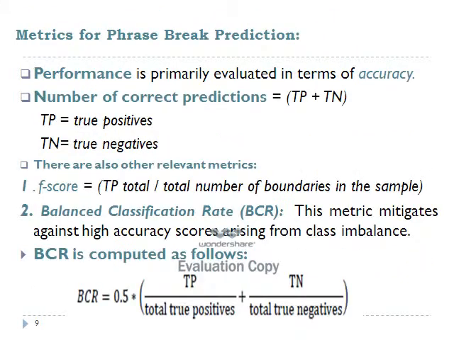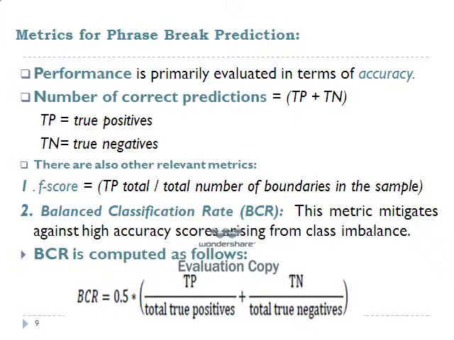Taylor and Black's statistical model conditions the probability of chunk type. Metrics for phrase break prediction. Performance is primarily evaluated in terms of accuracy: the number of correct predictions, true positives plus true negatives, made during the test. There are also other relevant metrics. F-score, the trade-off between precision and recall, the total of true positives over the total number of boundaries in the sample.